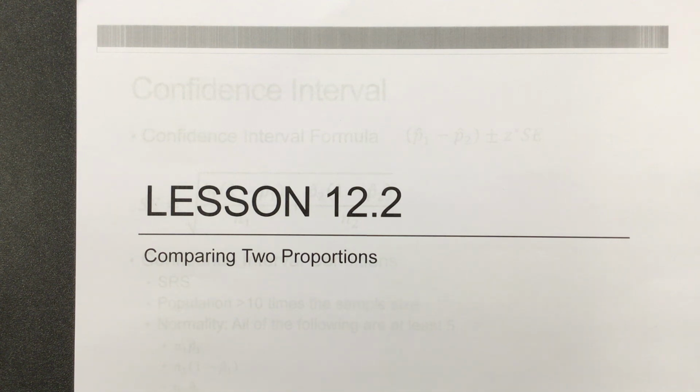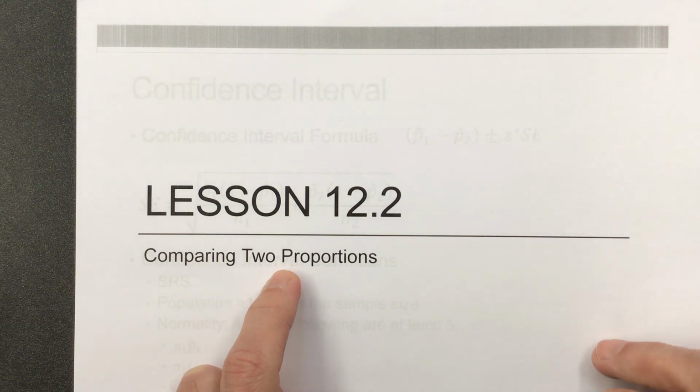Today we're going to finish chapter 12. What we're going to be doing today: what if I have two proportions? Similar to what we did back in chapter 11 when we did the two-sample t, now we're going to look at, well, what if I want to compare two different proportions?